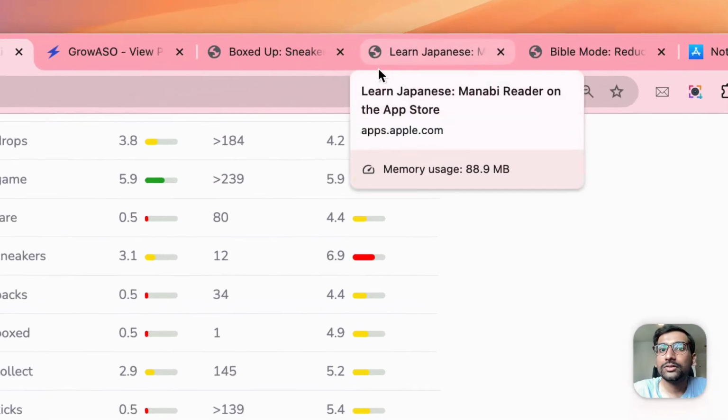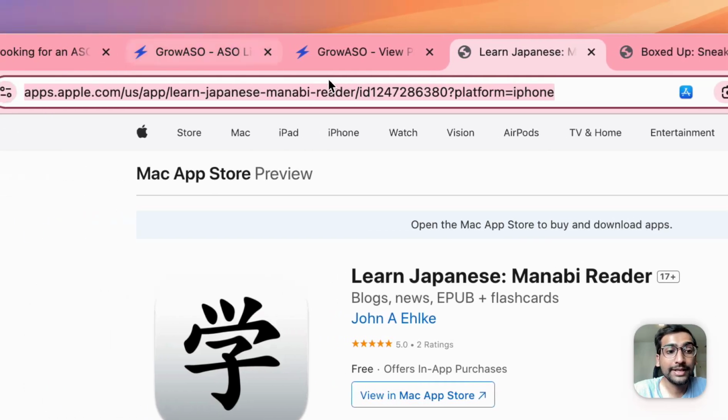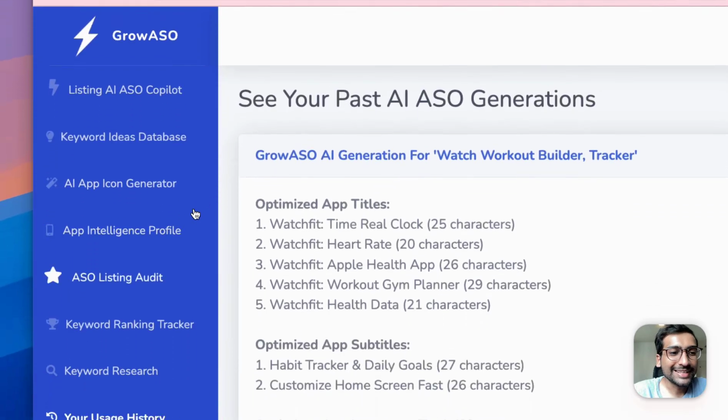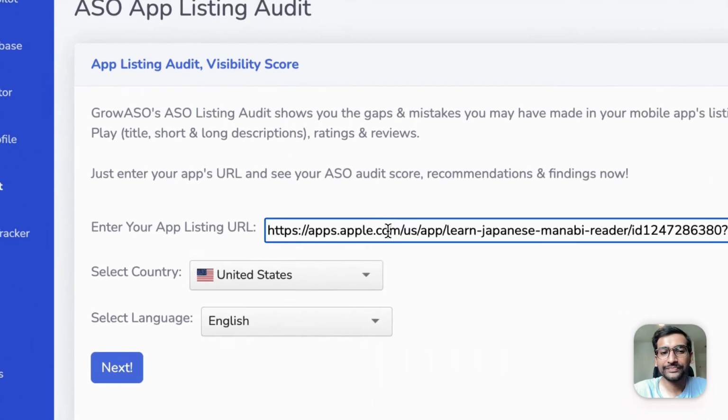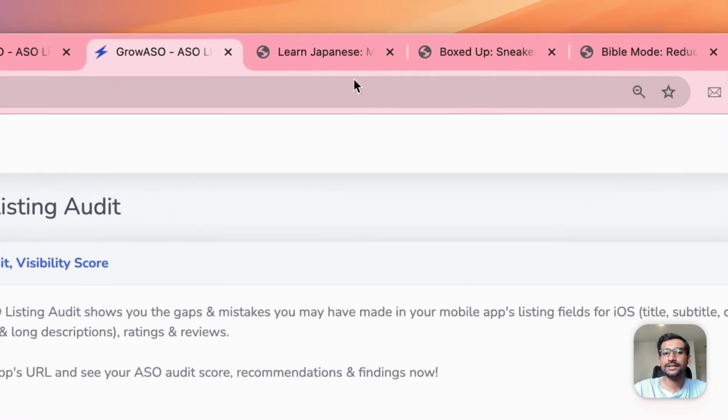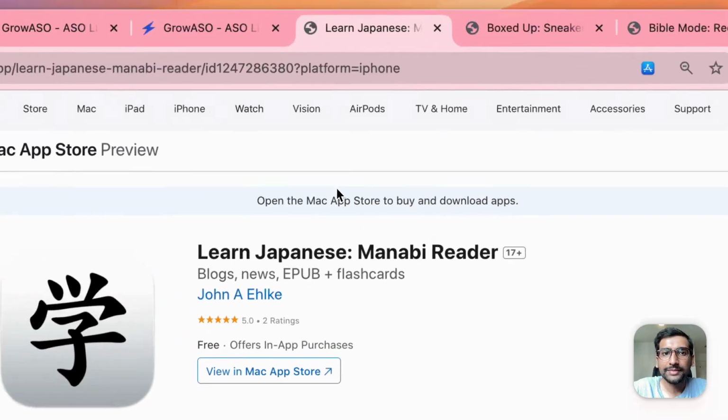third app. So I'll come back to this one. I'm not skipping over. Okay, let's go to the third app. So this is the third app. This is a Learn Japanese Manabi reader.